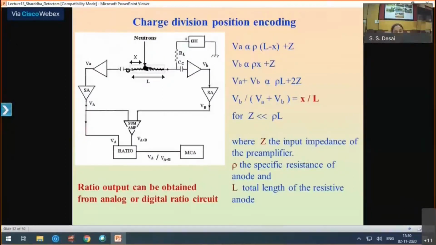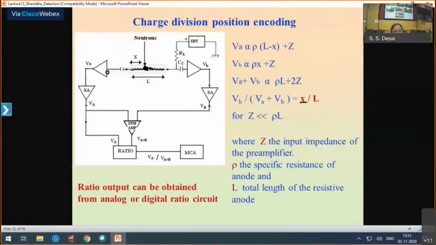When our charge is divided, we receive different output voltages at both the ends, and this is the way they are processed. The output VA varies from the output VB because of the position difference. When these two pulse amplitudes are processed through VB upon VA plus VB, it gives you an output which is proportional to position. So this X can be measured through position encoding of charge division.